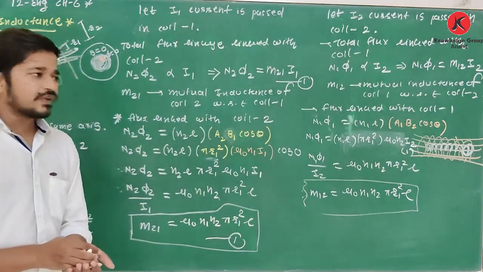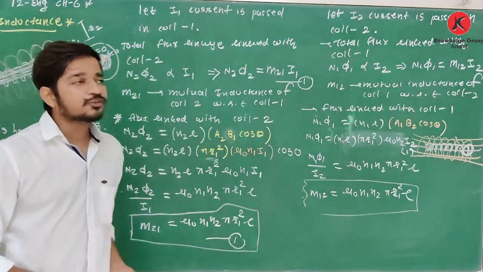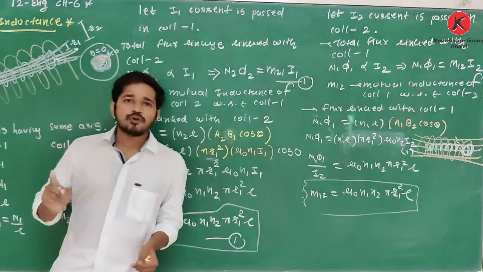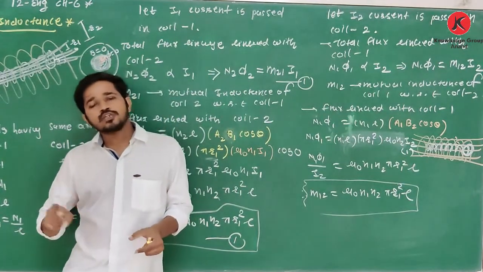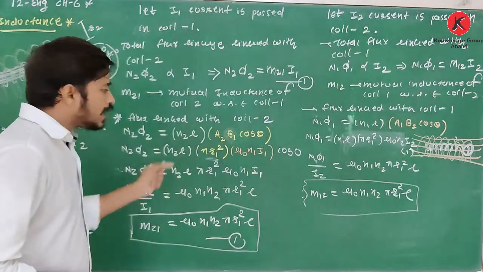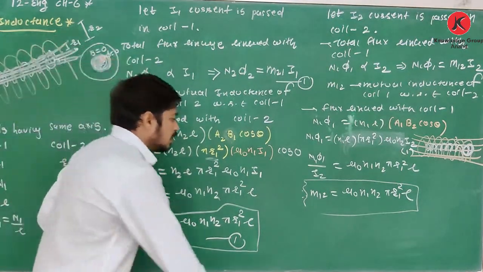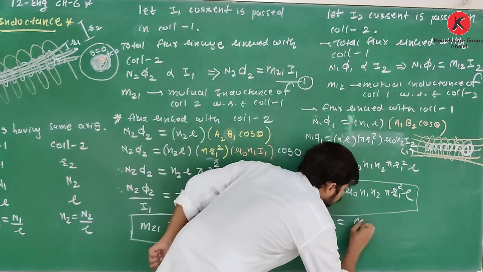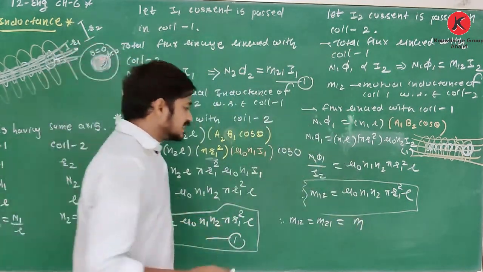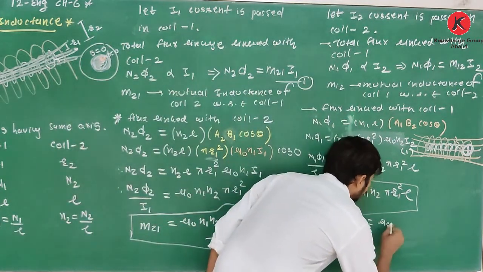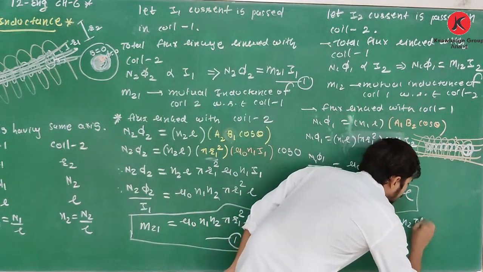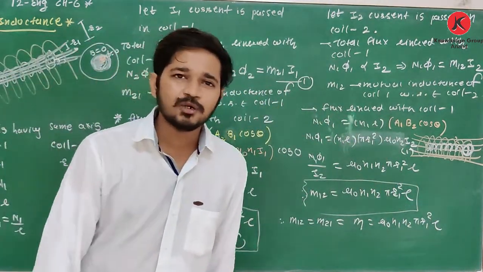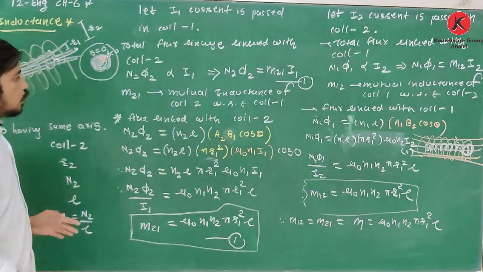So yes, from this we can say, if we have two coils, coil 1 and coil 2, and you find the mutual inductance of coil 1 with respect to coil 2, or of coil 2 with respect to coil 1, that is M12 and M21, they are the same. So here I can write M12 is equal to M21 is equal to M, which is equal to mu 0 N1 N2 pi R1 square upon L. Clear about this? So yes, it is one theorem.